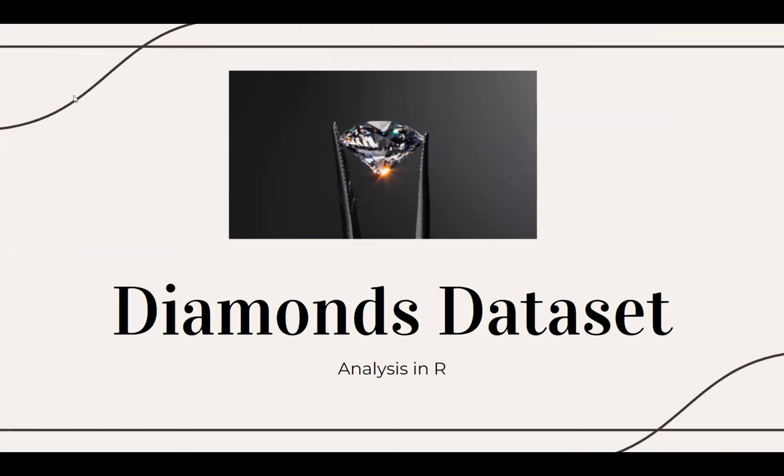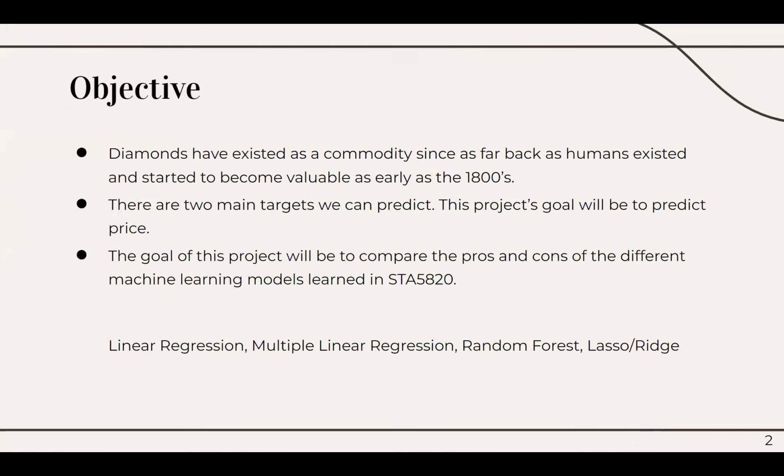Okay. Hey everyone. My name is Shiv, and I'm doing my analysis on the diamonds data set. Just as an introduction here, diamonds have existed as a commodity as far back as humans have existed, but recently they started becoming popular in the 1800s. And it's important to make this analysis because you can draw the analogy between predicting diamond prices and predicting stock prices, because it's a commodity.